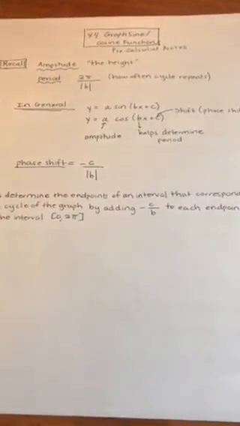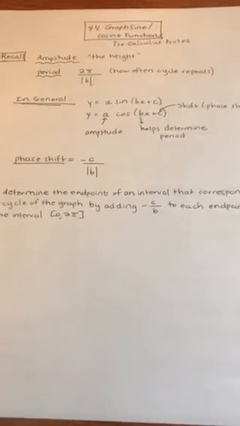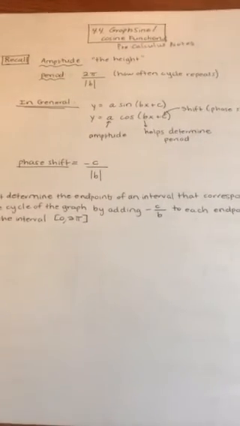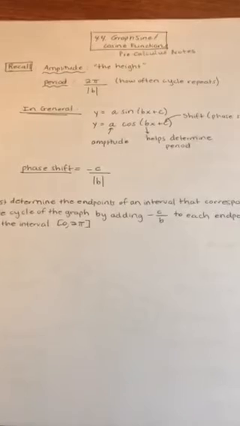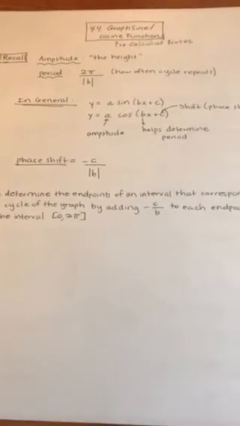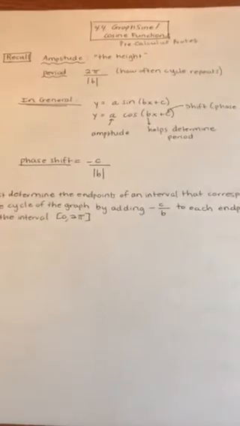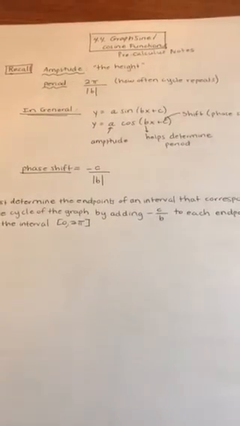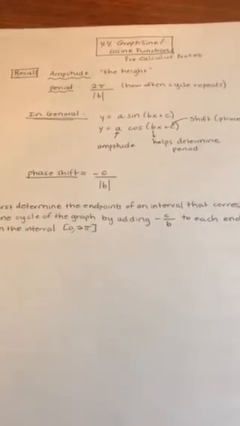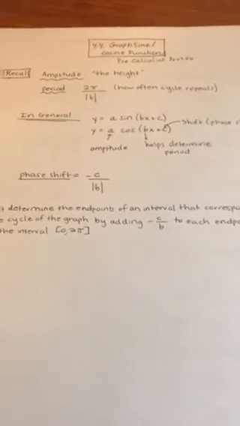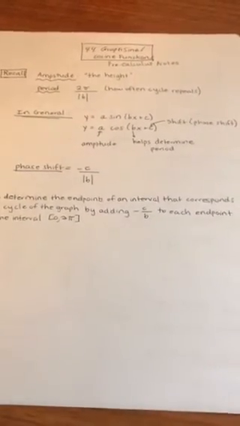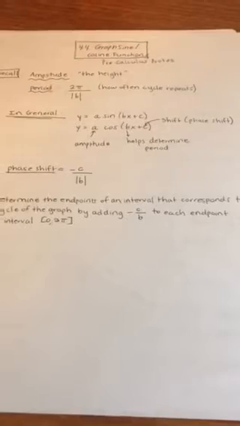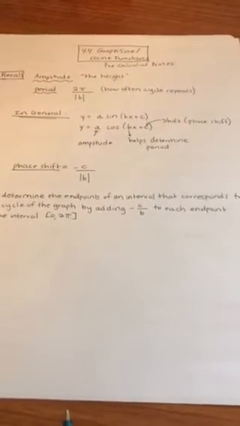An amplitude is basically the height, so how far up the sine or the cosine curve goes and how far down the sine or cosine curve goes. The period is how often the cycle repeats. So usually we have a formula to figure that out. We take 2 pi and we divide it by the absolute value of b. So b would usually be the number in front of x.